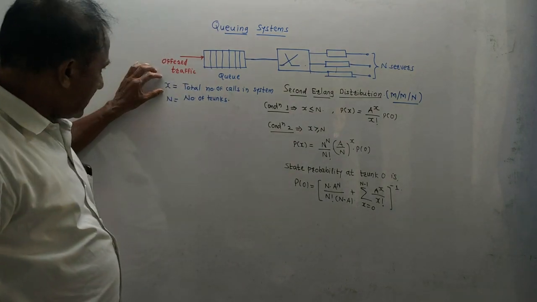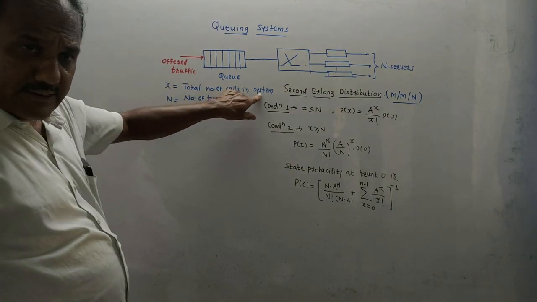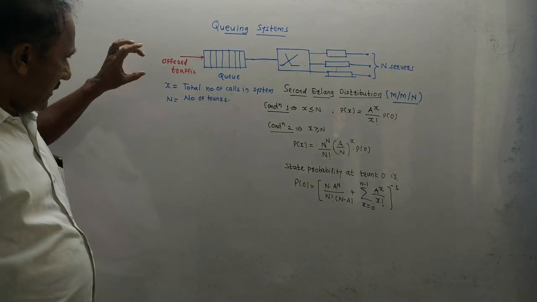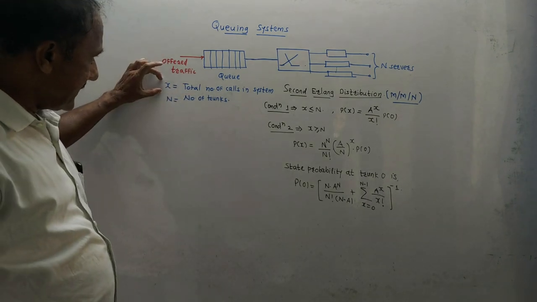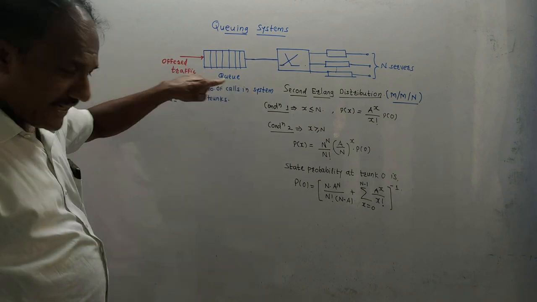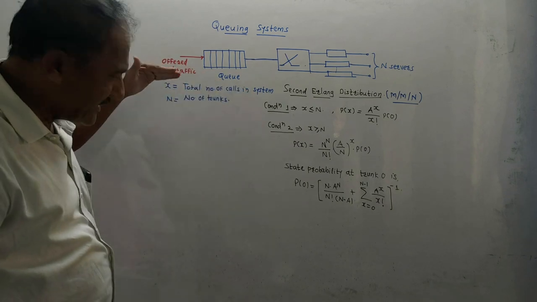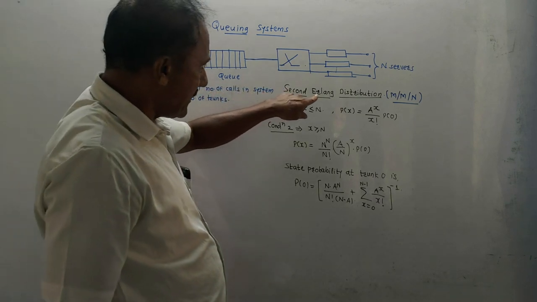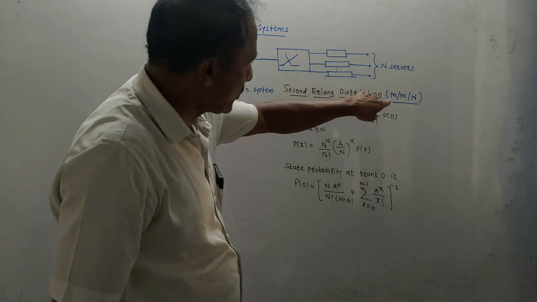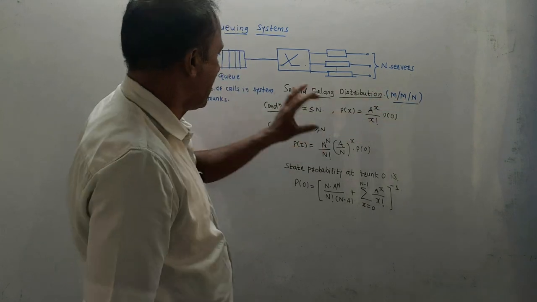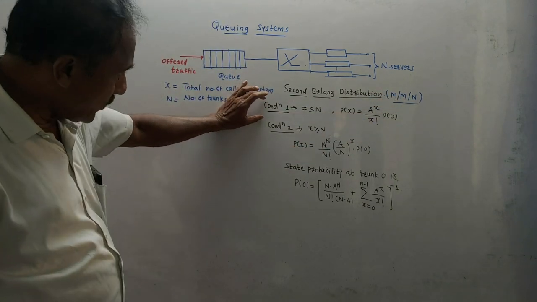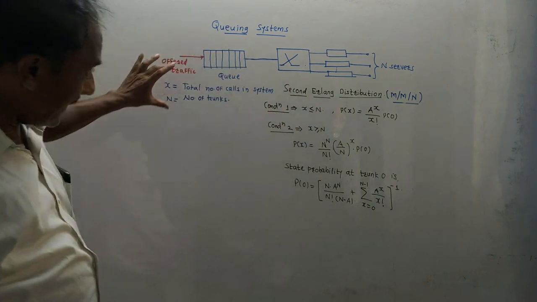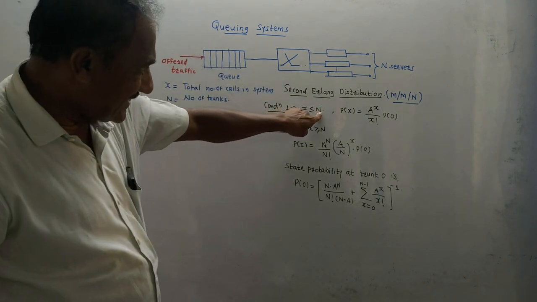Let us say X represents total number of calls in the system, N represents number of trunks. Since X is representing number of calls and N representing number of trunks, we have to consider less than or greater than equality between the two. So for a second Erlang distribution, which is also called M/M/N system, we'll consider two cases, two conditions. Condition one, X less than or equals to N. Maine meaning likh ke rakhe X aur N ke. X less than or equals to N.